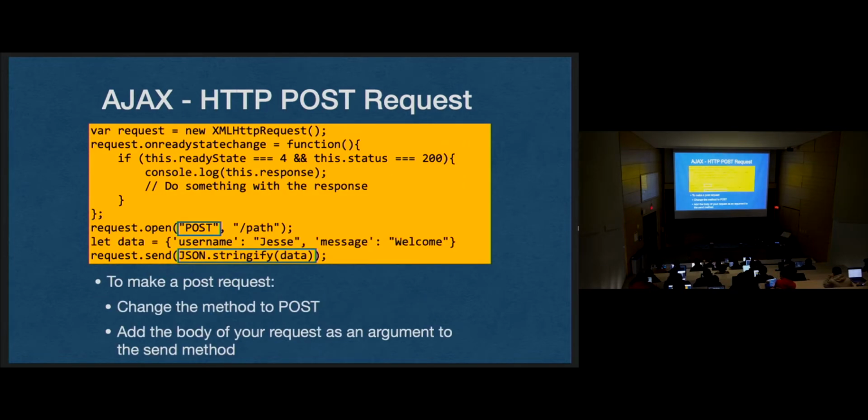If we want to make this a POST request, we change the method to POST, and when we send, instead of giving it no parameters, we're going to give it the data we want to send. In this case, I'm sending a JSON string, very common to send JSON strings with these requests. The web, we really like JSON on the web. It's a nice, convenient way to communicate complex information in string format.